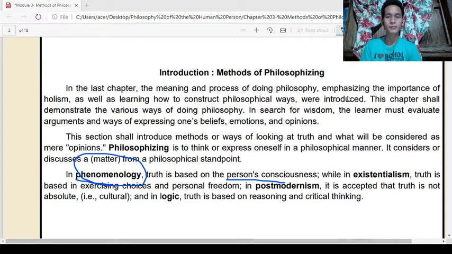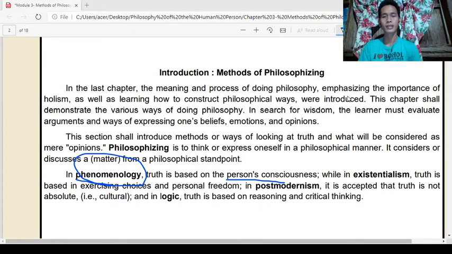In postmodernism, the third method of philosophizing, it is accepted that truth is not absolute. For example, culture. Culture is a way of life and it is dynamic. And postmodernism believes that truth is not absolute, like culture. Therefore, truth is dynamic. From time to time, it changes. And the last method of philosophizing is logic. Truth is based on reasoning and critical thinking. In logic, you can know the truth about a particular thing through exercising reasoning and critical thinking.